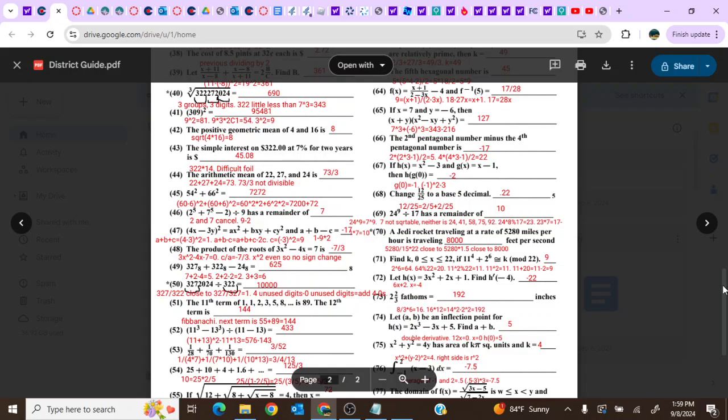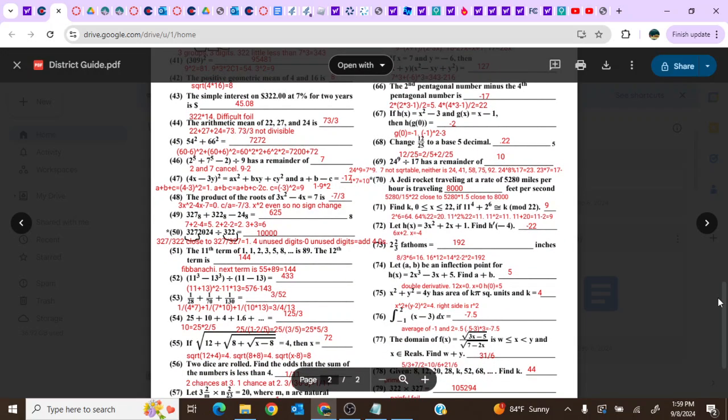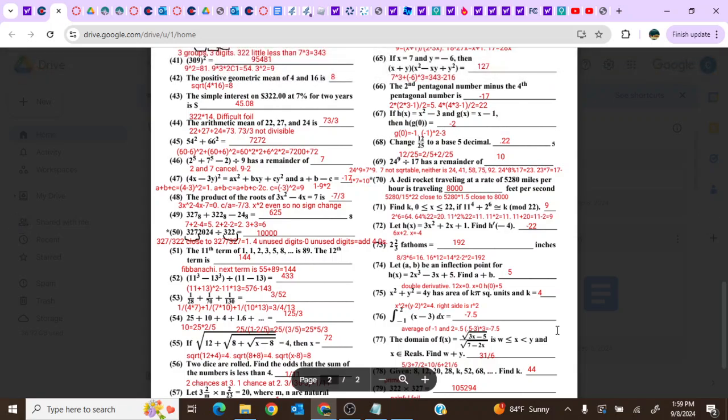51. The 11th term of 1, 1, 2, 3, 5, 8 is 89, was the 12th term. This is a very easy to see Fibonacci series. If you remember the Fibonacci series, you'll remember that the term before 89 is 55, and the term after 89 is 144. Alternatively, if you like pain and suffering, you can just map it out yourself. 5 plus 8 is 13, 13 plus 8 is 21, 21 plus 13 is 34, 34 plus 21 is 55, and 55 plus 89 is 144.